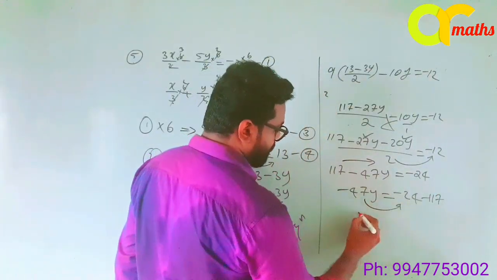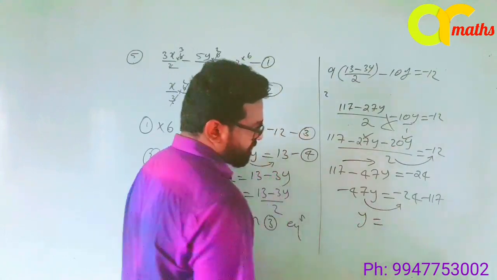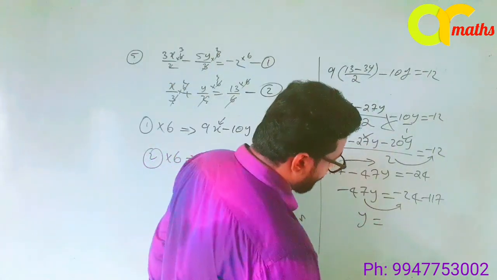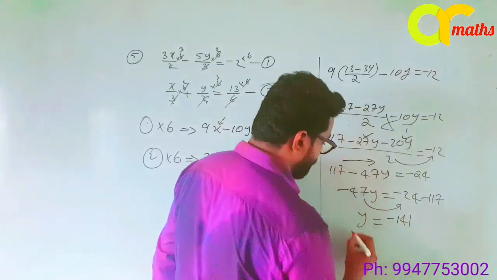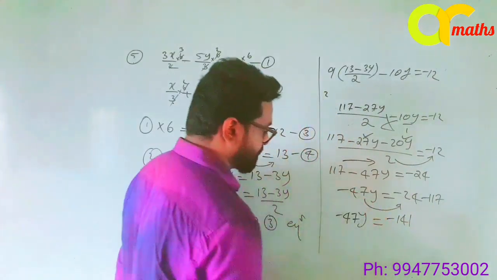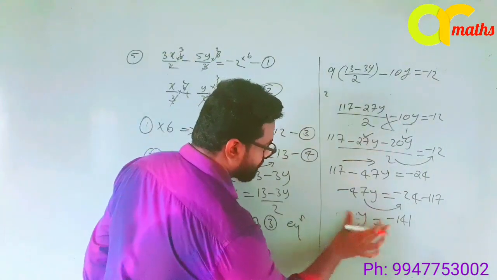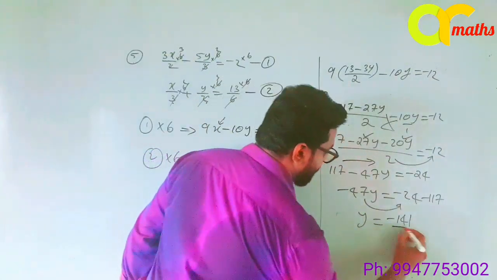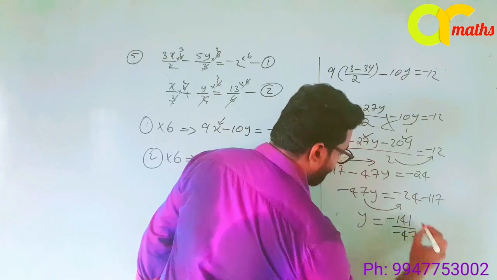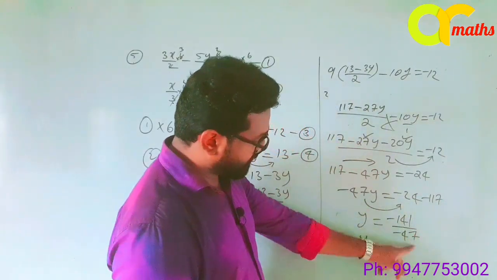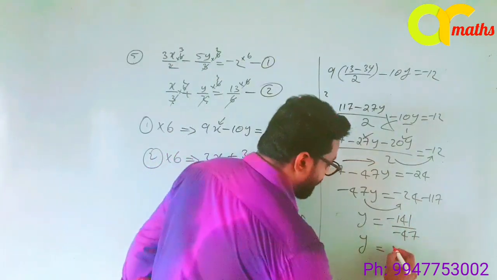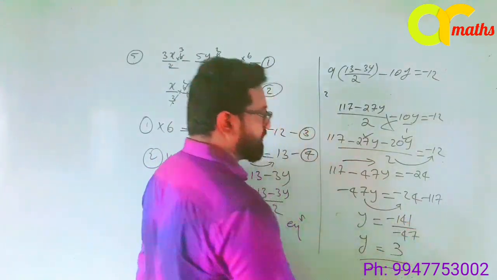So what is y? y equal to minus 141, minus 141. Ready? Sorry. Minus 141 divided by minus 47. Positive 141 divided by 47. 7 1 3 times 7 is 1, so 3. So you got y equal to 3.